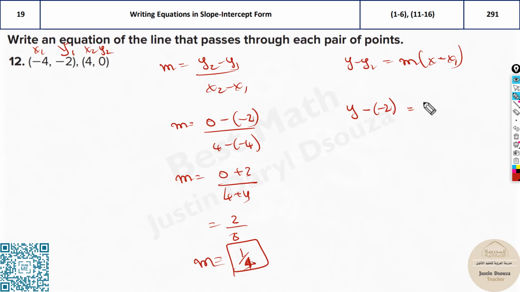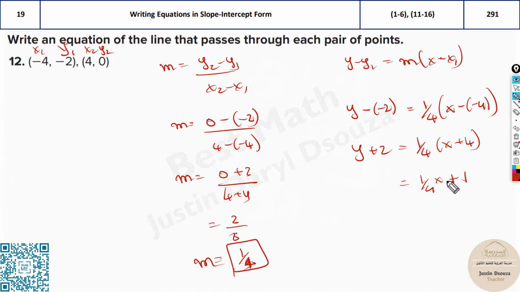So here m is 1 by 4th of x, as it is, what is x1? It's minus 4. Now y plus 2 will be equal to 1/4 of x plus 4. And we will just multiply the 1/4 inside. What is 1/4 times 4? It'll cancel and it'll become 1. You can directly write this, a quarter of 4 is just 1. So y plus 2 will be equal to 1/4 x plus 1.